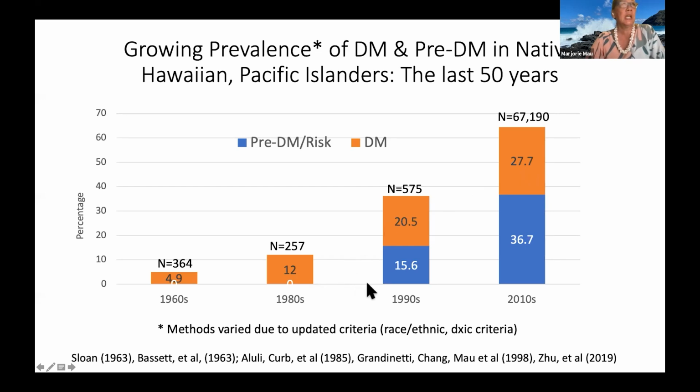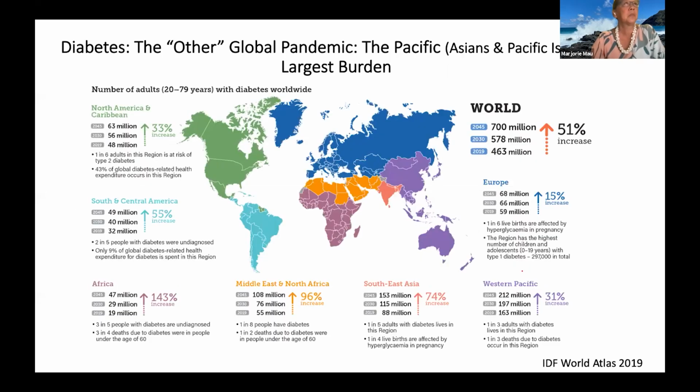And more importantly, how prediabetes or risk for diabetes has also increased over the years, such that now prediabetes has surpassed the percentage of Native Hawaiians and Pacific Islanders that actually have diabetes. So this is truly a problem. And globally, I always think about this as the other global pandemic in the Pacific.